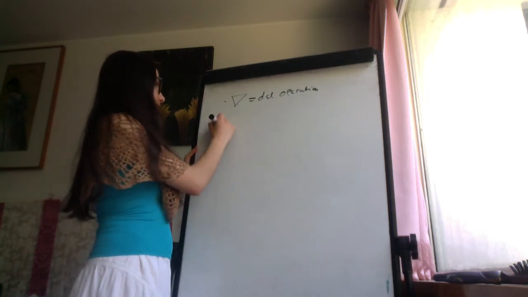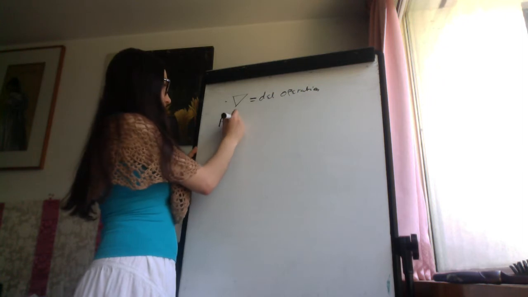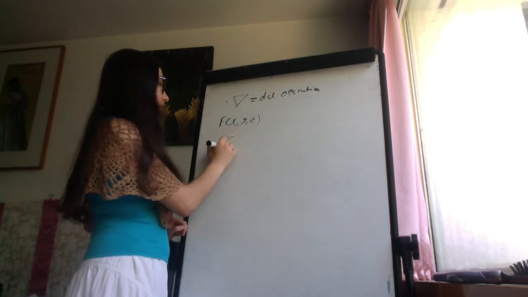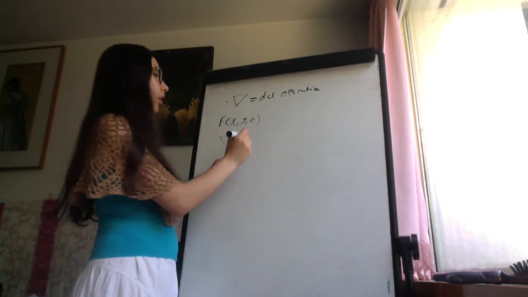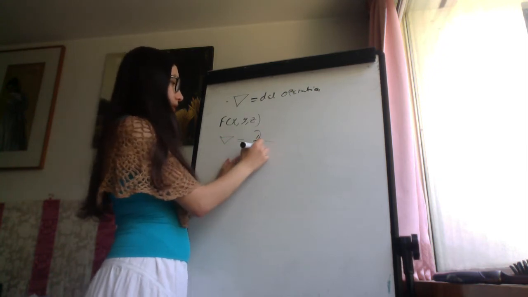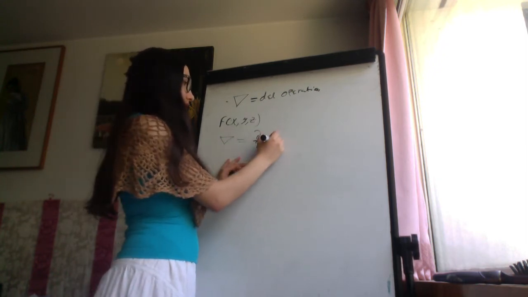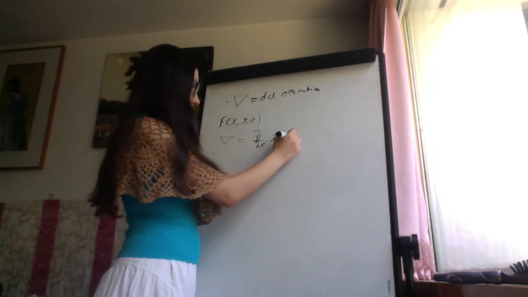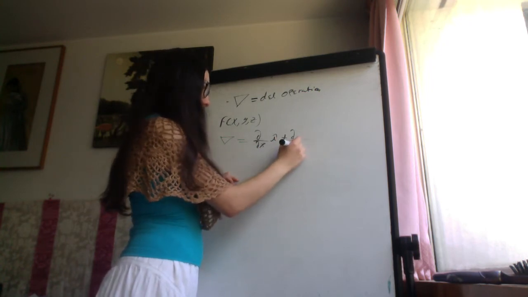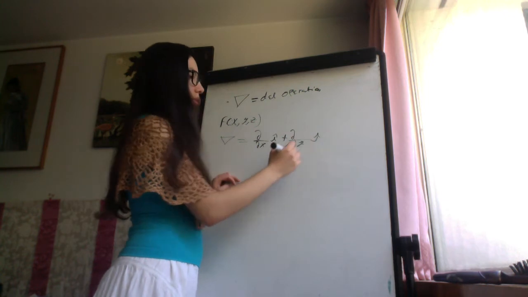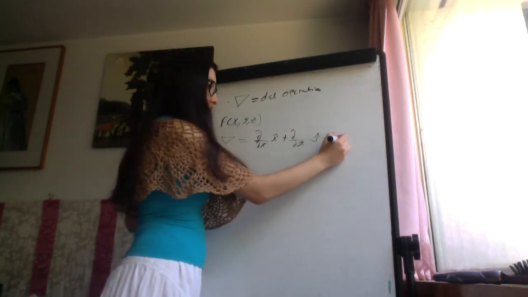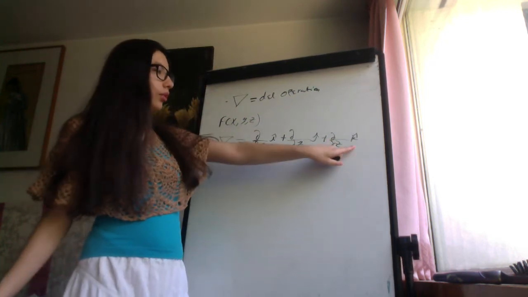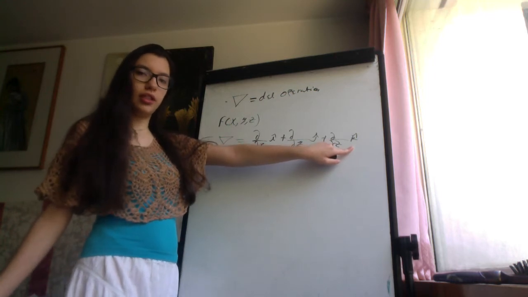Let's say we have the function f of x, y, and z. The del operator is the partial derivative of something with respect to x in the i component, or the x component, plus the partial derivative with respect to y in the y component, plus the partial derivative with respect to z in the z component, or times the unit vector k.